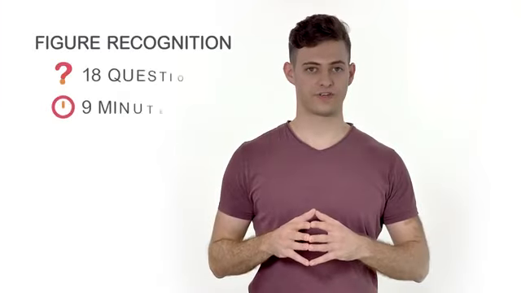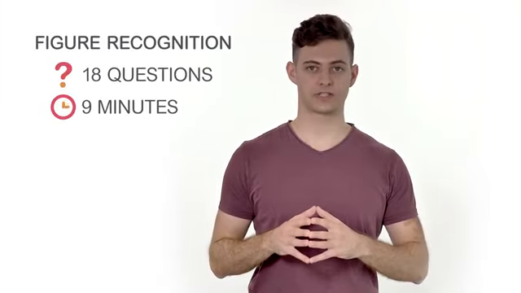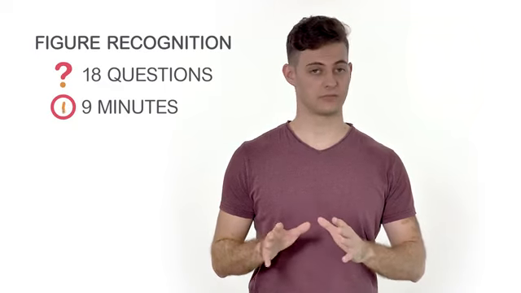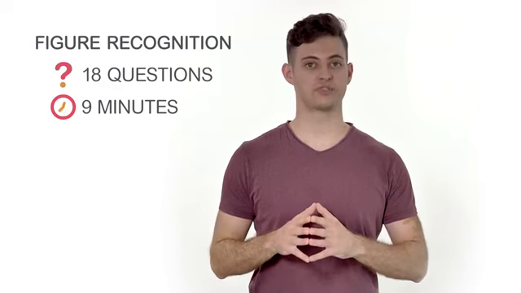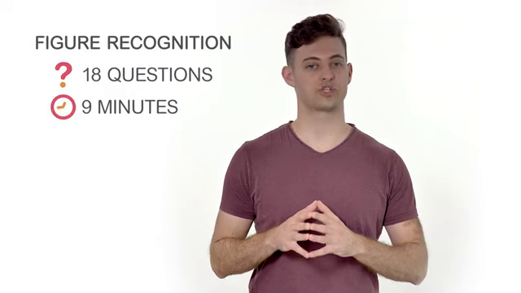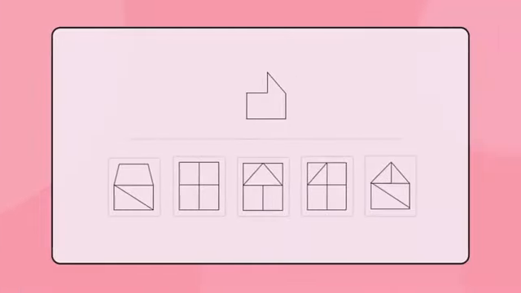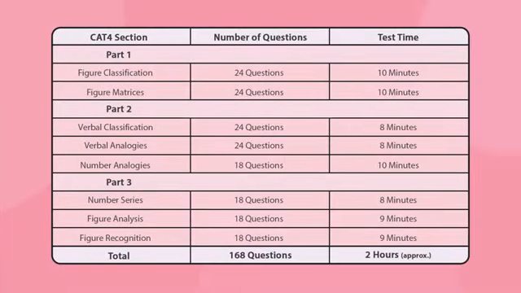The last section is figure recognition, with 18 questions and a time limit of 9 minutes. In these questions, you must choose the answer choice that contains within it the shape presented above. Look at this question. Can you spot which choice contains all the lines in the exact same configuration? Pause the video and give it a try. Did you get it right? That's all the sections. Here is a chart summarizing the structure of the CAT4 exam.